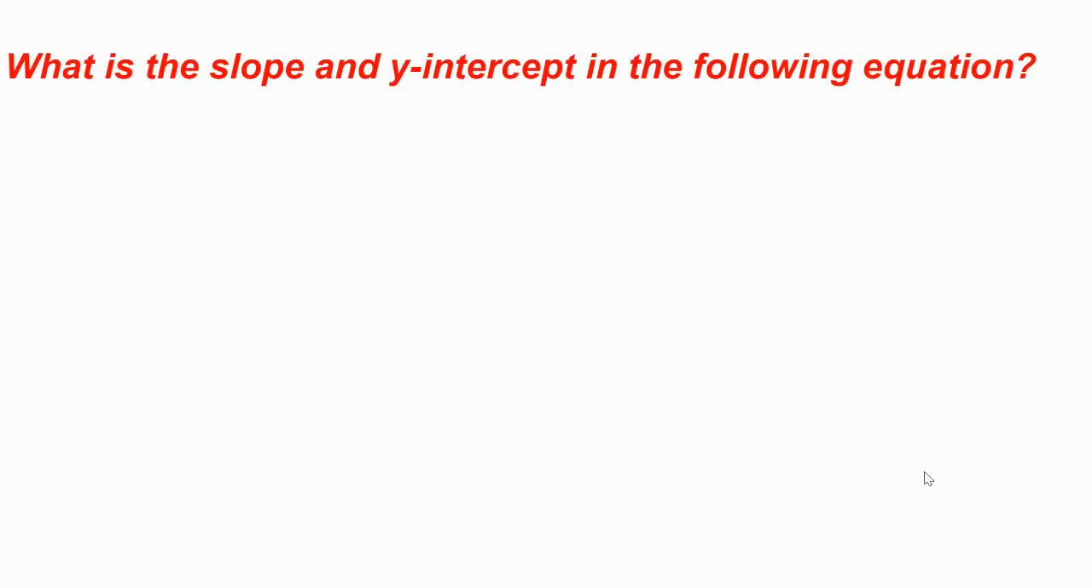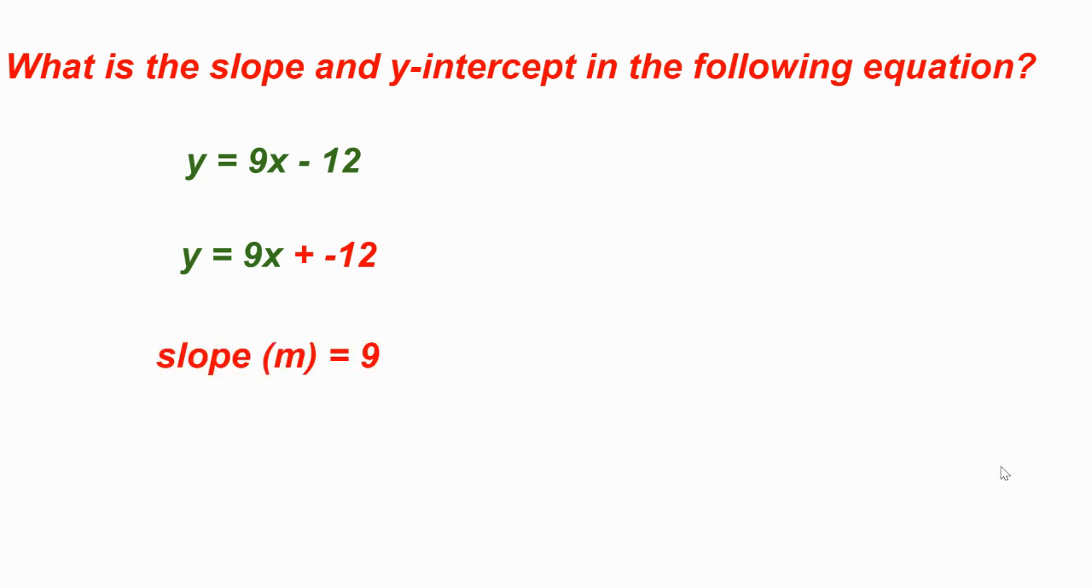What if I go the other way now? What if I ask, what is the slope and the y-intercept in the following equation? Here it is: y equals 9x minus 12. Remember, the number multiplying x is always the slope. And that minus 12 makes the 12 negative. I like to think of minus 12 as plus negative 12. So what number is multiplying x? 9. That's the slope. And what's the y-intercept? Right there at (0, -12). Just seeing the numbers in the equation and knowing where they go.